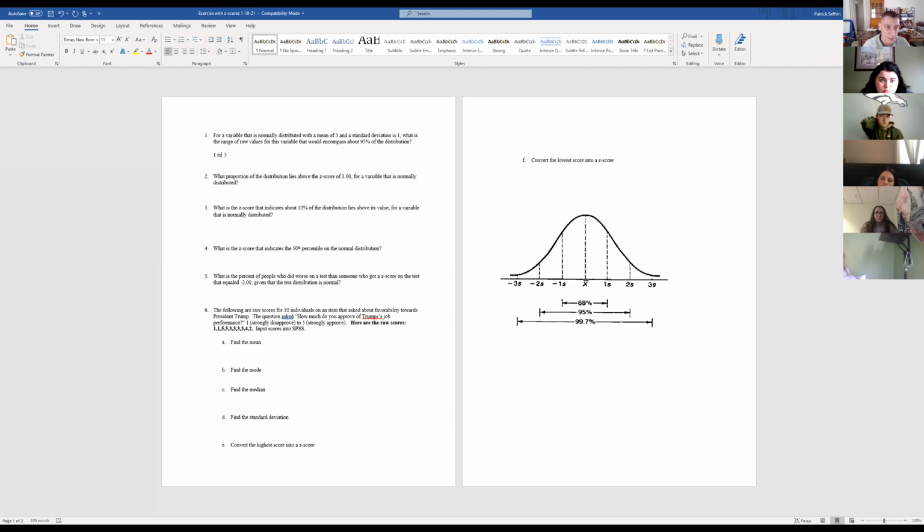Okay, so for the next one, I'm asking what proportion of the distribution lies above the z-score of 1 for a variable that's normally distributed. Well, that's one we just actually did. Number 2 is a problem where you would have to go to your z-score table.